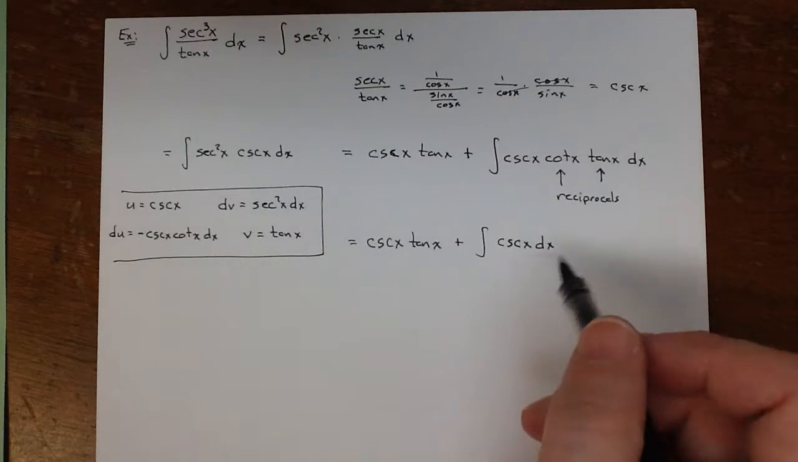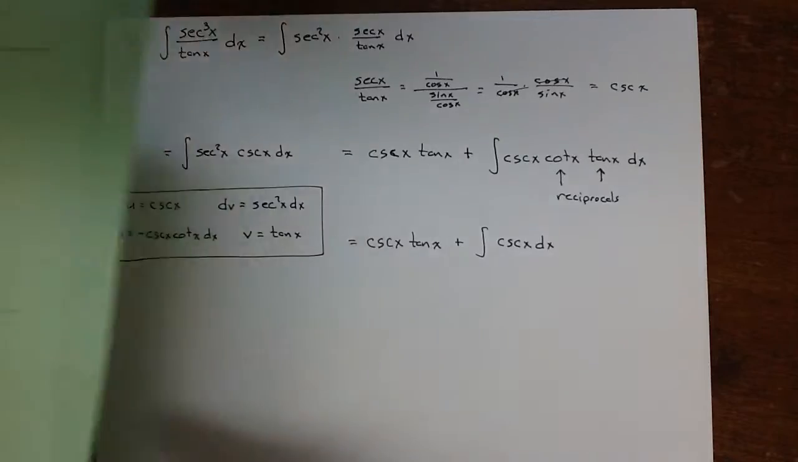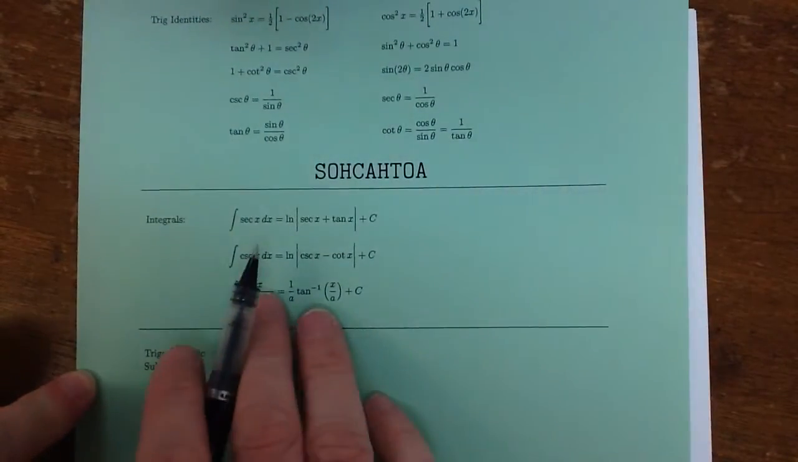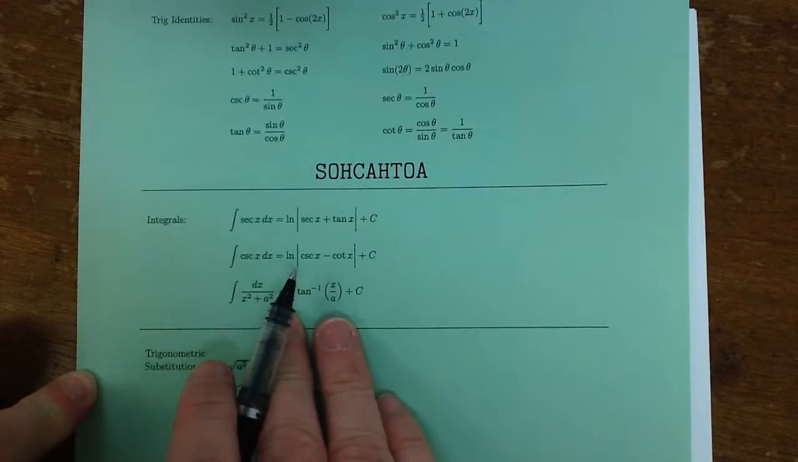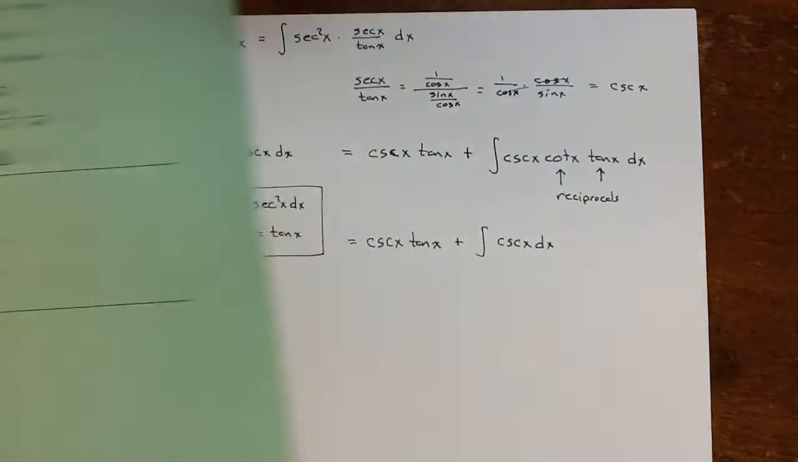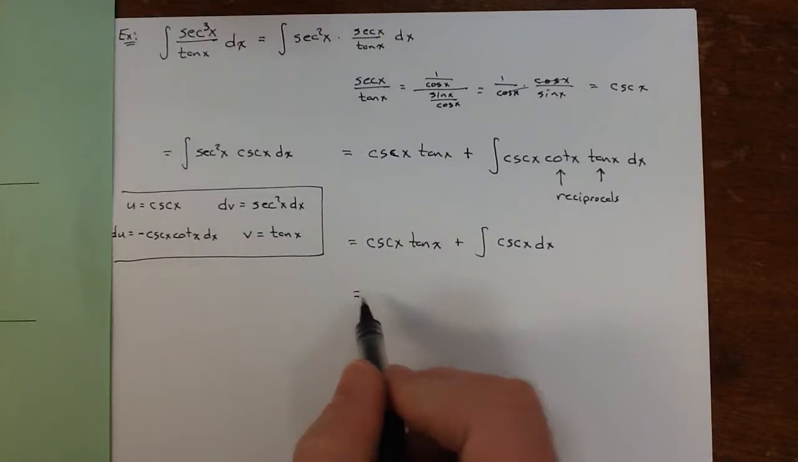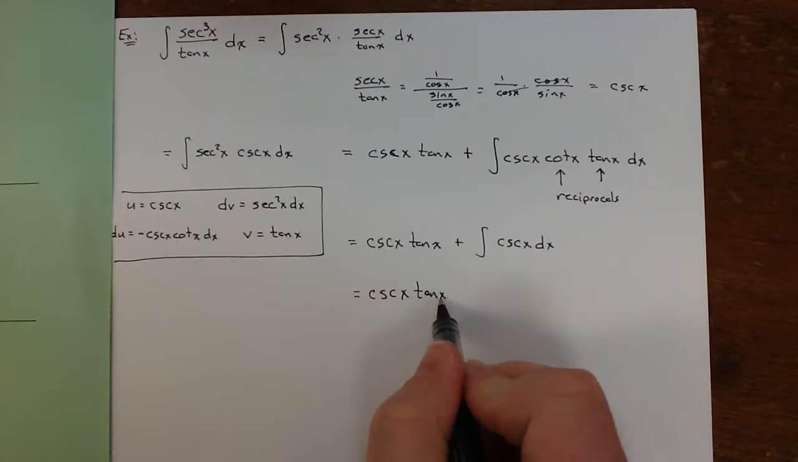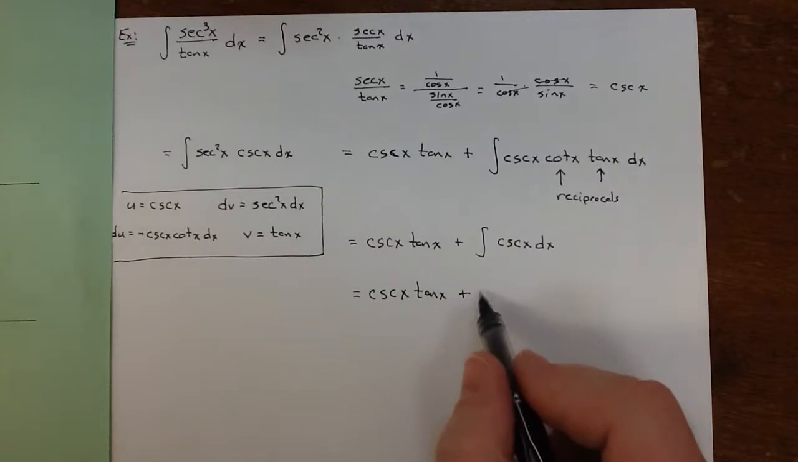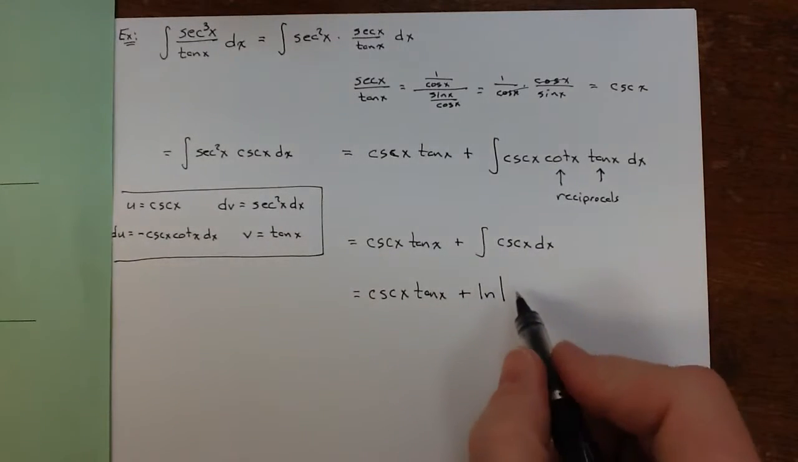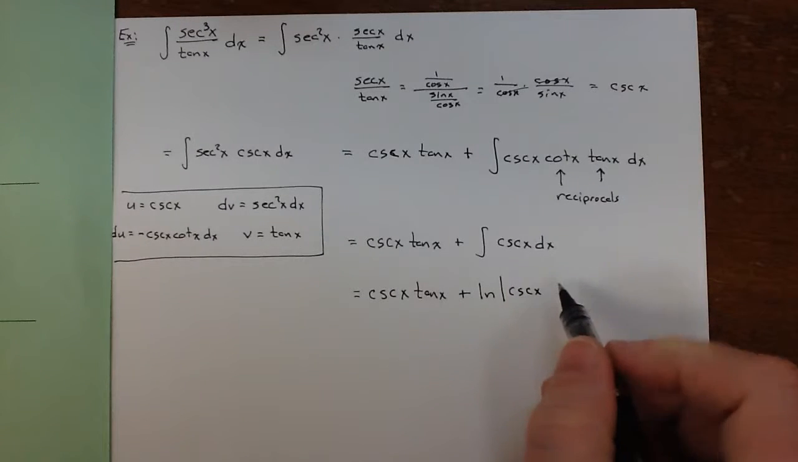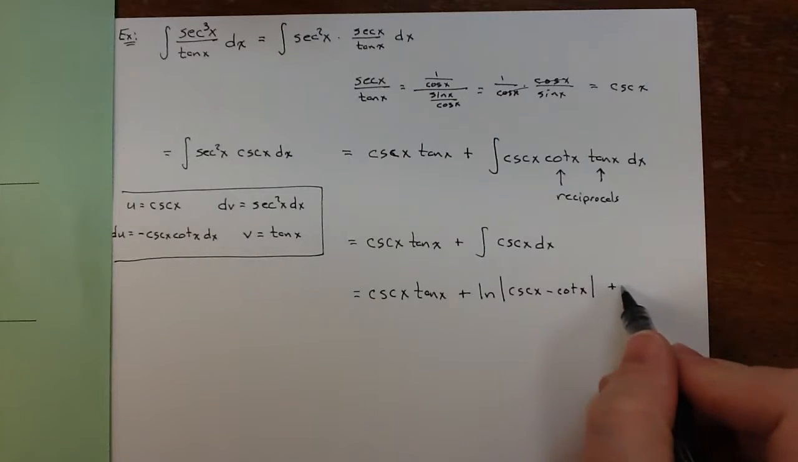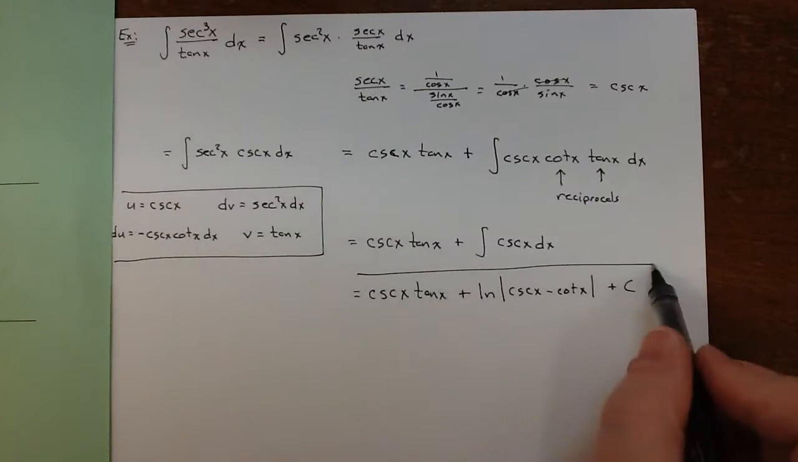Now the integral of cosecant is not one that we know, but it is on the formula sheet that we have. So if we look at our formula sheet, the integral of cosecant x is natural log of cosecant x minus cotan x. And that's our answer.